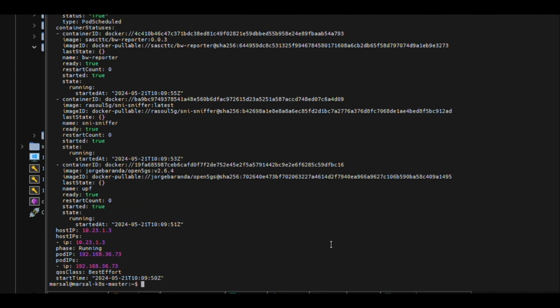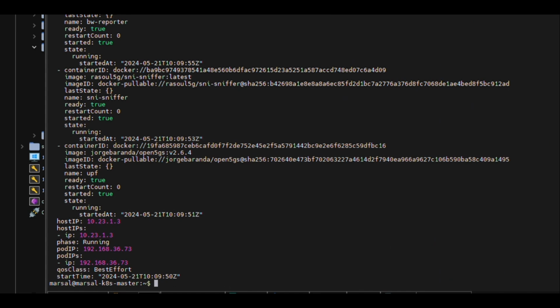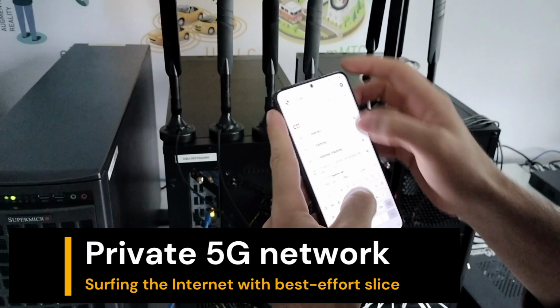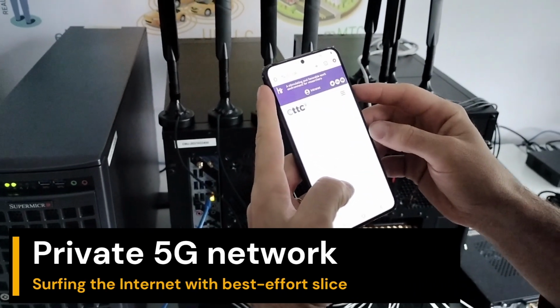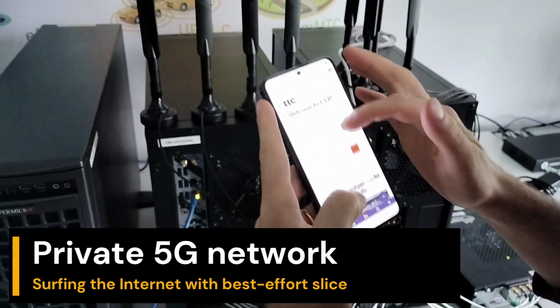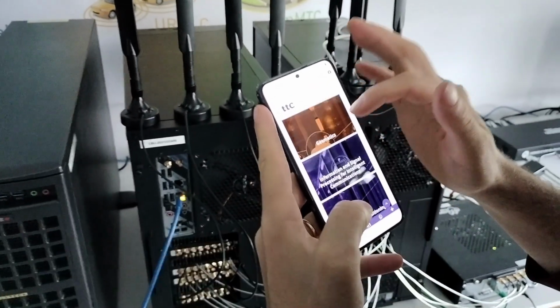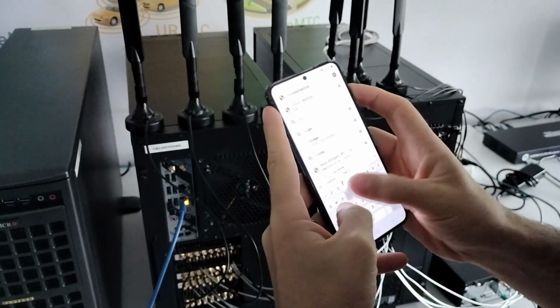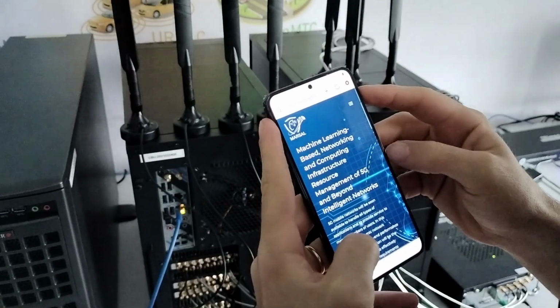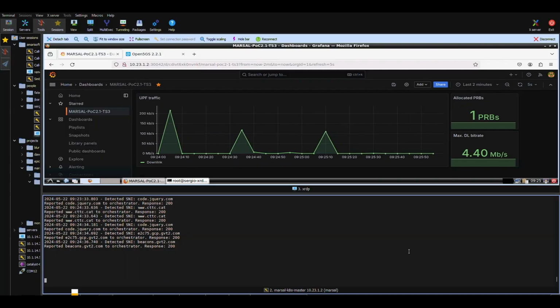If we have a closer look at the different containers that are running in the same pod, we can clearly identify the bandwidth reporter, being highlighted now, the SNI sniffer, and also the user plane functionalities of the UPF. As you can see now, we can use our own private 5G network to surf the internet with the best effort slice. For example, we are accessing CTTC's webpage and also the MARSAL Project webpage.